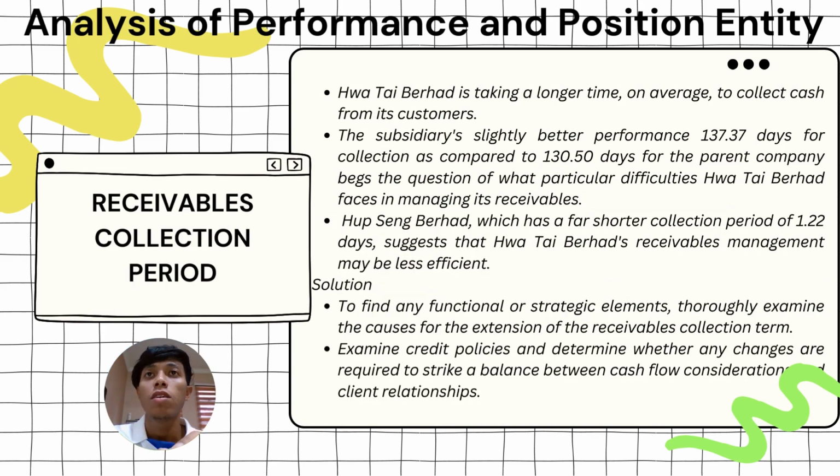For the receivable collection period, the solution is to find any functional or strategic element by examining the causes for the extension of the receivable collection term. Second, examine credit policy and determine whether any changes are required to strike a balance between cash flow considerations and client relationships.